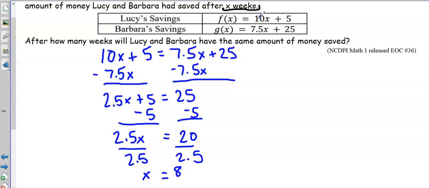So if I substitute 8 here, I have 10 times 8 to give me 80 plus 5 is 85. When I substitute in 8 for x here, I have 7.5 times 8 would give me 60. 60 plus 25 is also 85. So I know that this is the right answer.